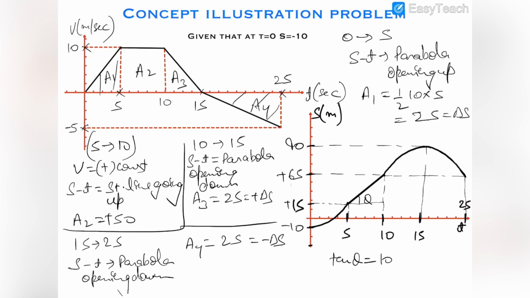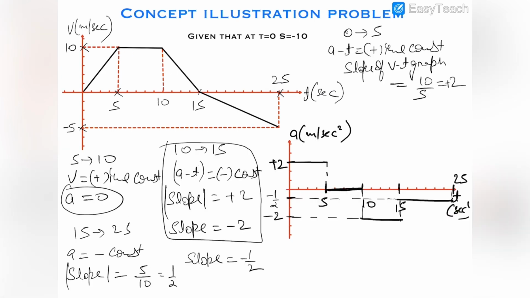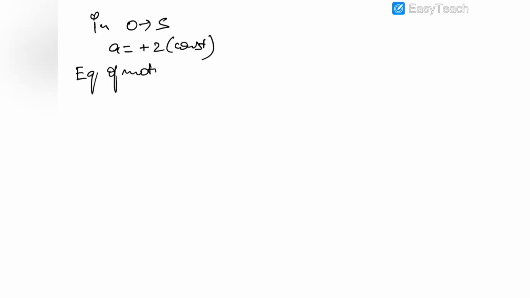Now let us also find out this time t0, where this graph would cut the time axis. So we know that, let us use the next page. We know that in the time interval 0 to 5, the acceleration was plus 2. So in 0 to 5, a was equal to plus 2 and it is constant. So the equations of motion are valid.